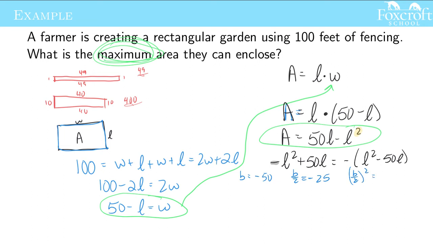Negative 25 squared. I'm actually pulling out my calculator because I think I know what it is. I think it's 625, but I just want to double check. Yeah, I was right, 625, cool.